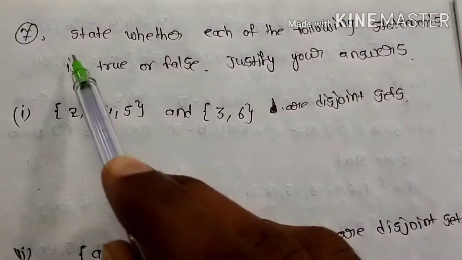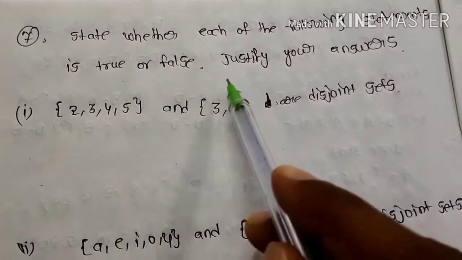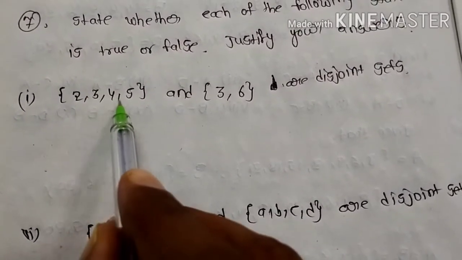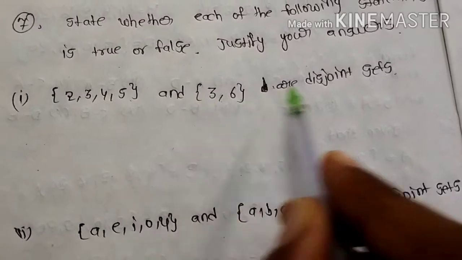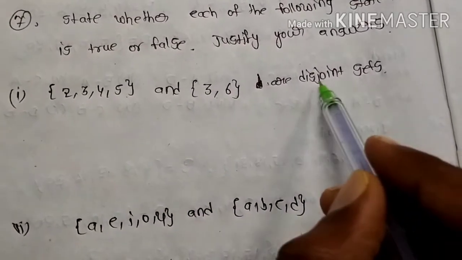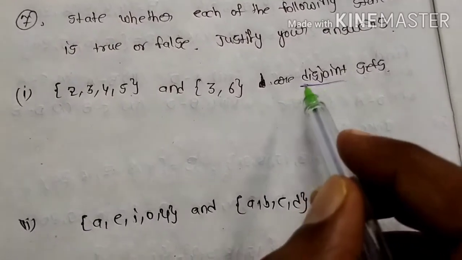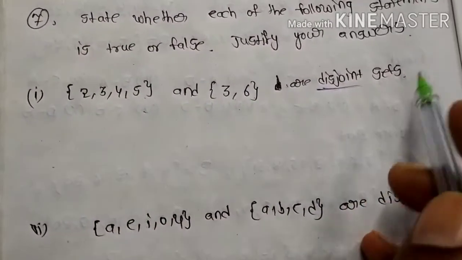Now you can see here question number 7. State whether each of the following statements is true or false. Justify your answer. They have given 2, 3, 4, 5 as the first set. The second set will be 3 and 6. Are these disjoint sets? First of all, you should know what disjoint sets mean. If there is no common element in both the sets, they are called disjoint sets.